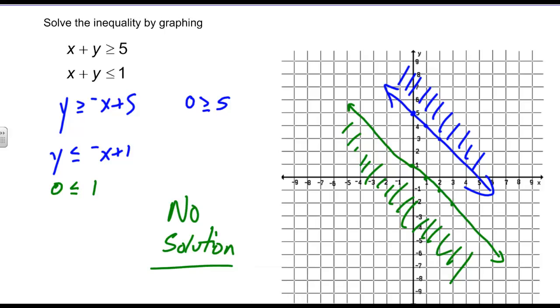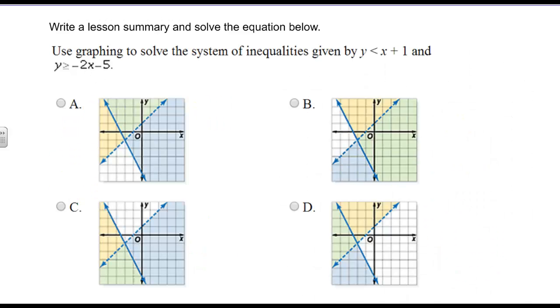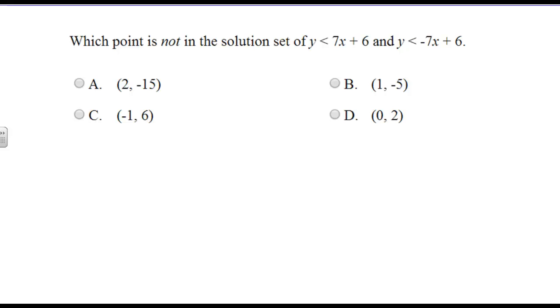So that's just about all the examples you'll need to get through this assignment. Here is the first homework question in the form of multiple choice. And the second, also in the form of multiple choice. Do your lesson summary, answer those two problems, and we'll talk to you tomorrow.